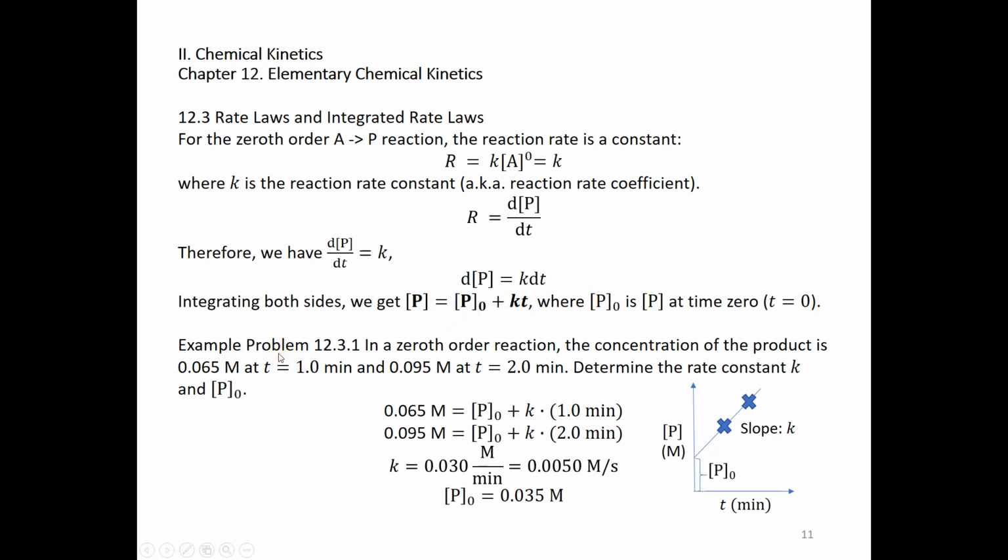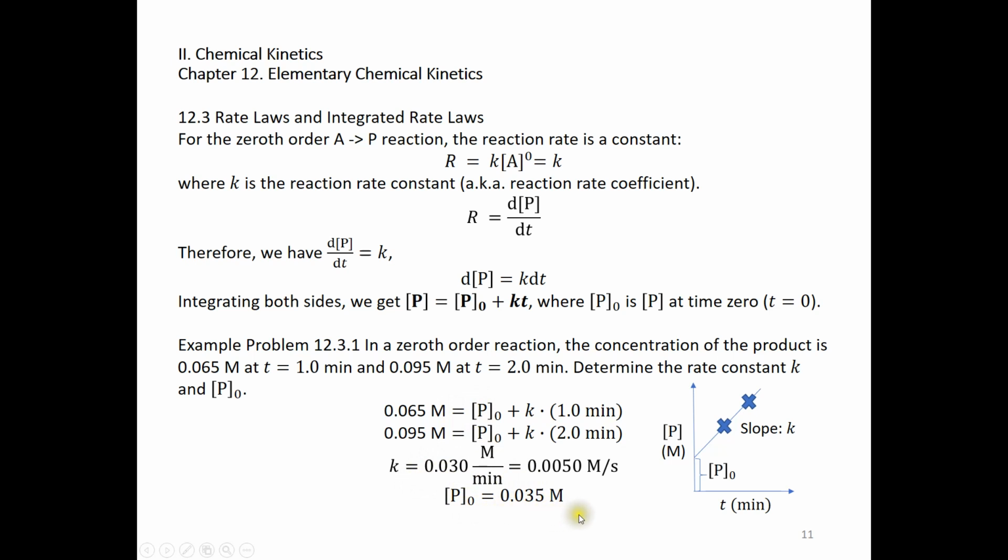Now let's look at one numerical example problem, 12.3.1. In a zeroth order reaction, the concentration of the product is 0.065 molar at 1 minute, 0.095 molar at 2 minutes. Determine the rate constant k and also P naught. So we have this equation. We plug in all the values. We solve this equation. We get k is 0.03 molar per minute. Well, it's really simple. You just take the difference between these two equations. You'll get k. And then you plug in the value of k, you get P naught, which is 0.035 molar.